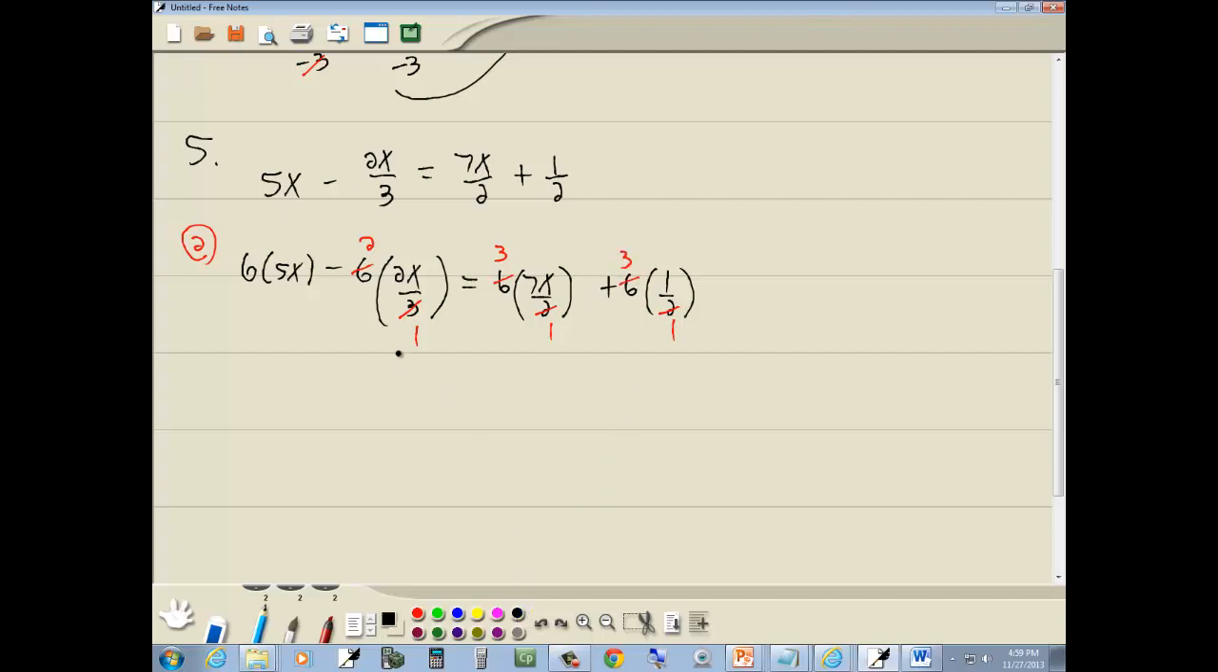By the way, you know you picked the right LCM if all of your denominators are 1s at this point. Or you at least picked a common multiple, maybe not the least. Okay, 6 times 5 is 30x minus 2 times 2x gives us 4x equals 3 times 7 is 21x plus 3 times 1 is 3.